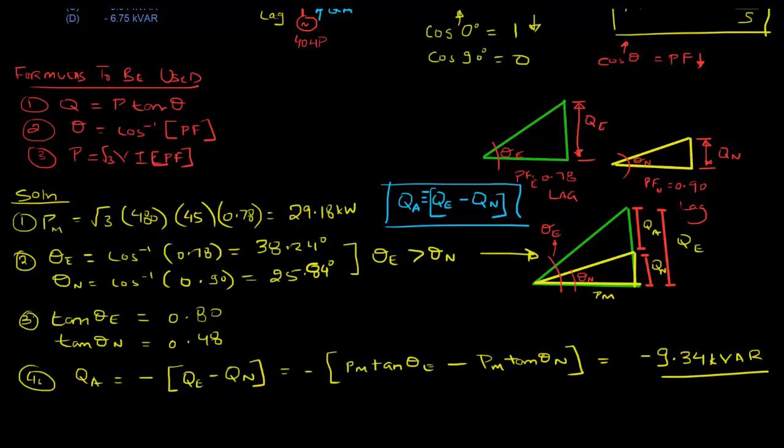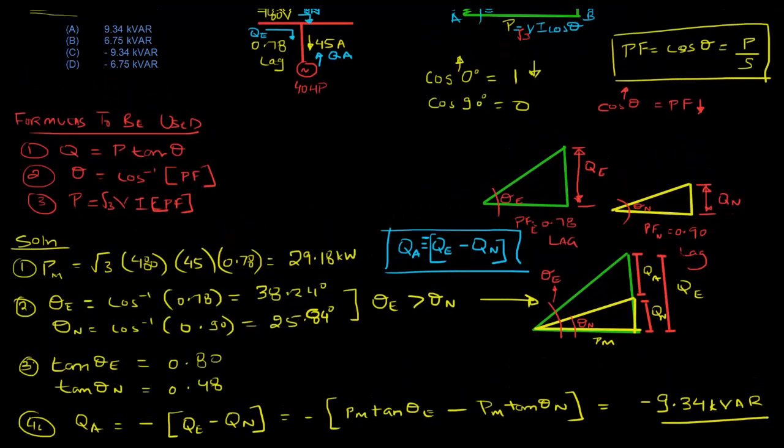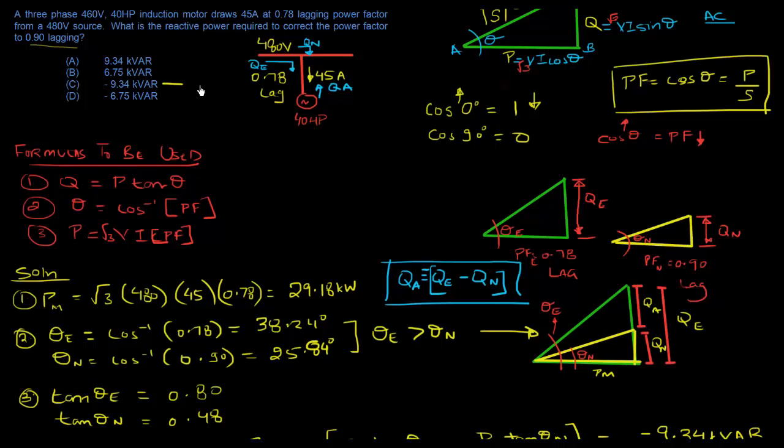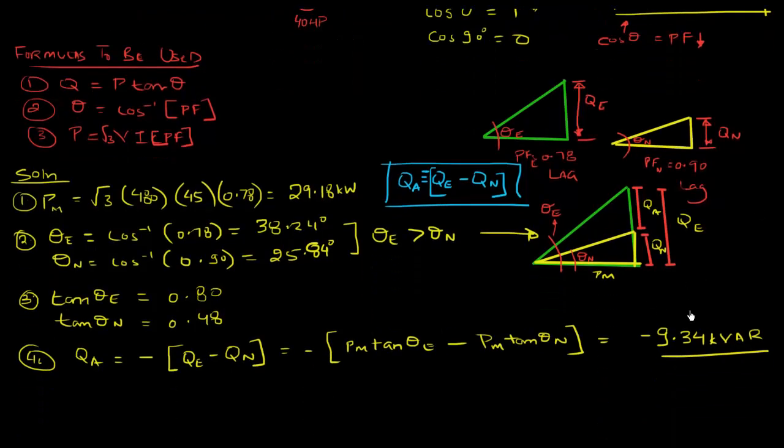kVAR, and therefore if we go up here, our right answer is option C. It is negative 9.34 kVAR. I hope you understand why we have the negative, how we calculated this. So these are 4 steps. When you're solving the problem, obviously you don't need to go through all the concepts as long as you know these 4 steps. That's it. It's pretty simple, pretty straightforward.